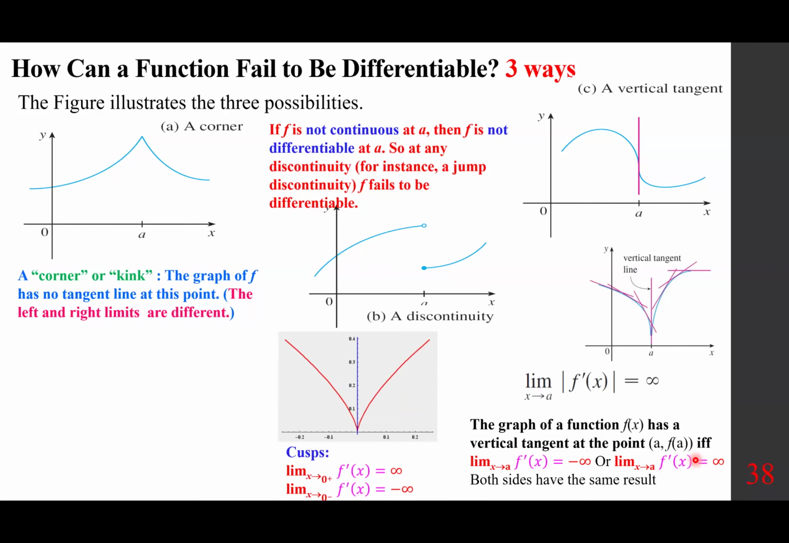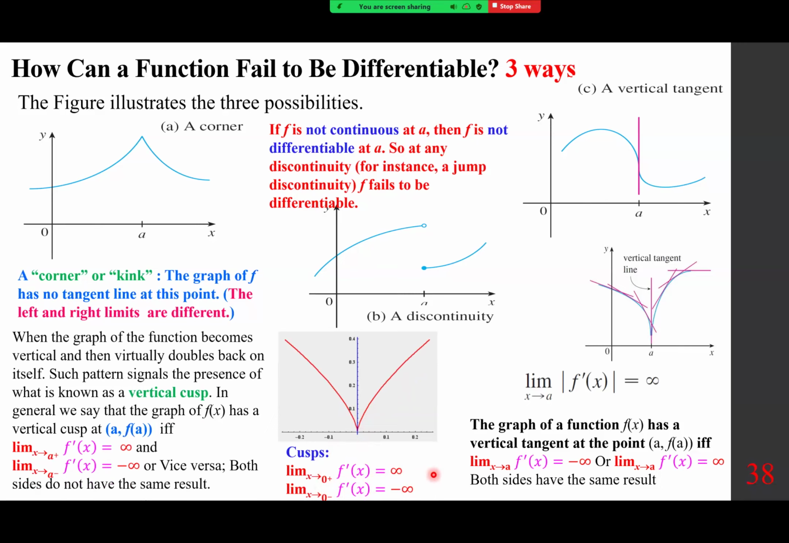Now, this is called a cusp. The limit of f prime of x as x approaches, for example in this case, 0 from the right is infinity, from the left is negative infinity. What it means is the following: when the graph of the function becomes vertical and then virtually doubles back on itself, such a pattern signals the presence of what is known as a vertical cusp. In general, we say the graph of f of x has a vertical cusp at a, f of a, if and only if the limit of f prime of x as x approaches a from the right is infinity, from the left is negative infinity.